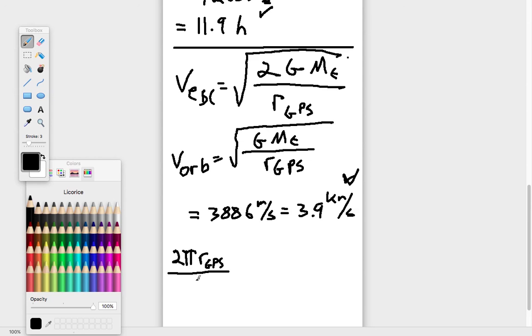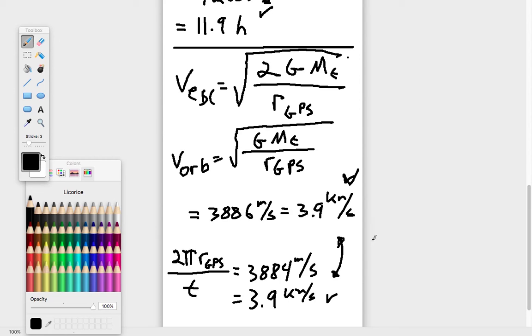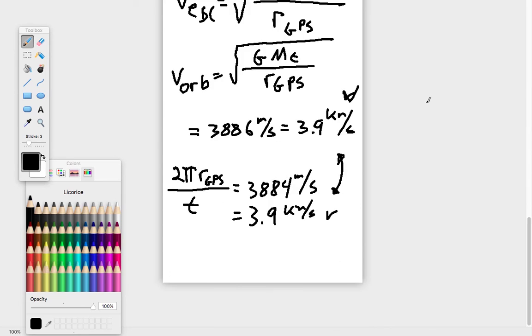And then over the time, which we just figured out, which is the orbital period. And I could say that that is equal to 2 pi times the radius divided by the time. And rather than write down all these numbers because that gets kind of boring, I got 3.884 meters per second, which is 3.9 kilometers per second, which checks out. So I did it both ways to make sure I'm doing it right. So there you go. That's how you crack that apple.